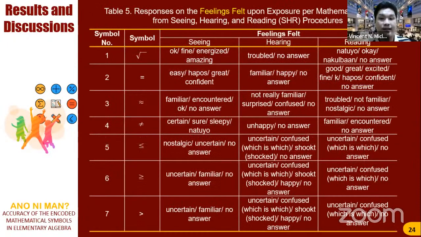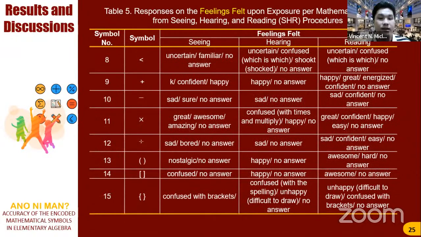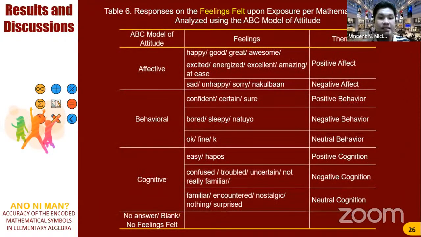We have also recorded the corresponding feeling responses for each symbol. We can see that uncertainty was felt for relational symbols and for the grouping symbols. Positive feelings like happiness were recorded for symbols like the plus sign and the multiplication sign, and negative feelings like sadness were recorded for symbols like the minus sign and the division sign. The responses to the feelings felt were also analyzed using the ABC model of attitude, and we classified positive, negative, and neutral aspects of every component of the model.